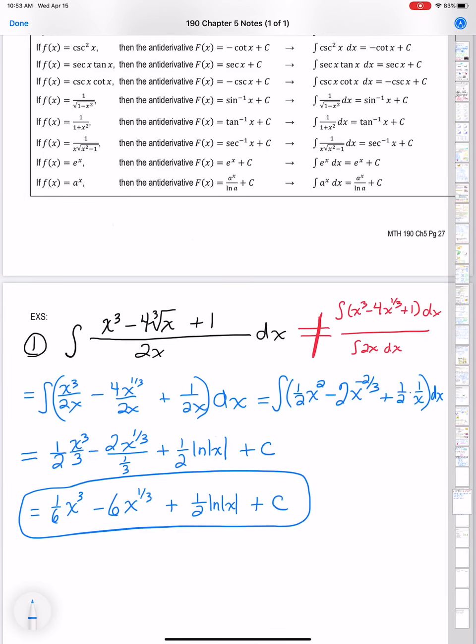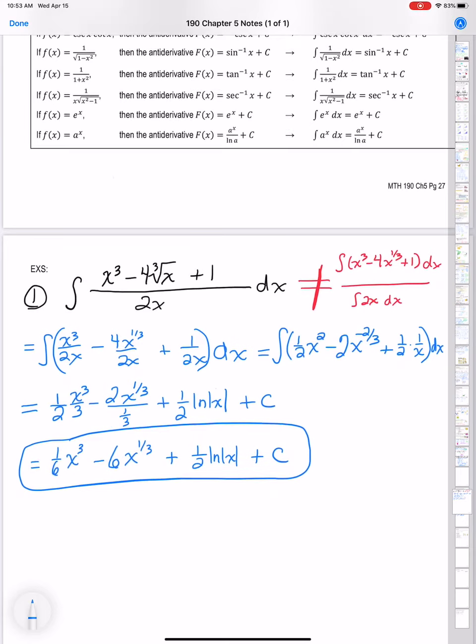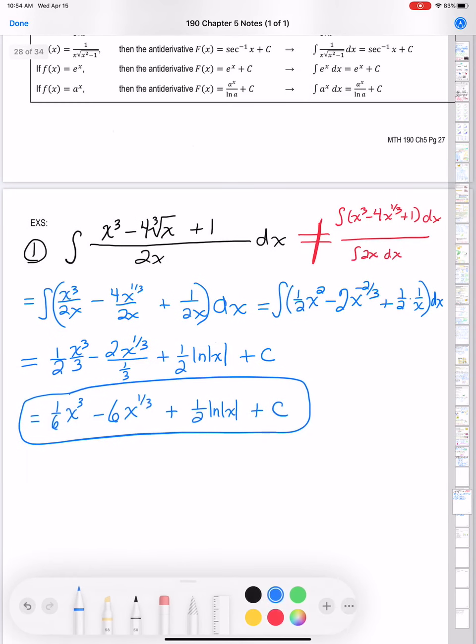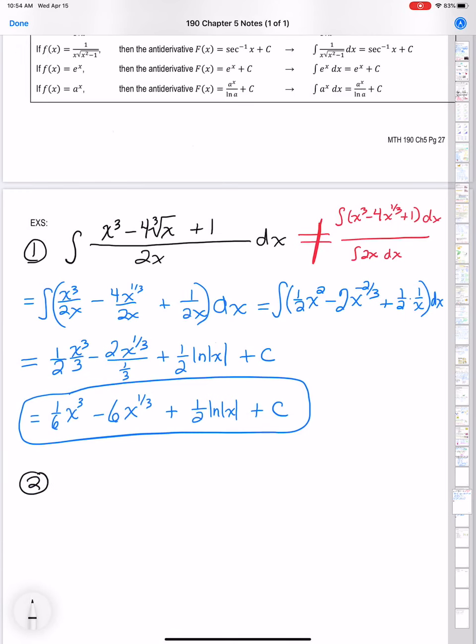Okay, so there's our first example, just kind of reviewing some of our power rules. Of course, that first required a little bit of dividing and simplifying first. Okay, so let's look at another couple of examples here. So number 2, suppose we had the integral of 5 over the square root of 1 minus x squared dx.